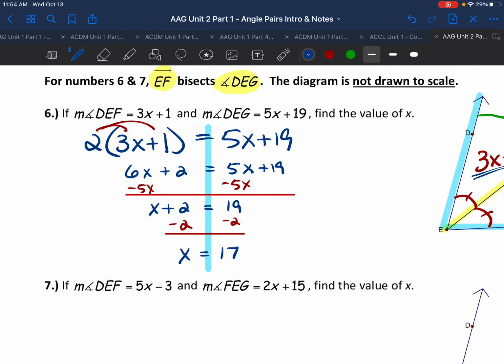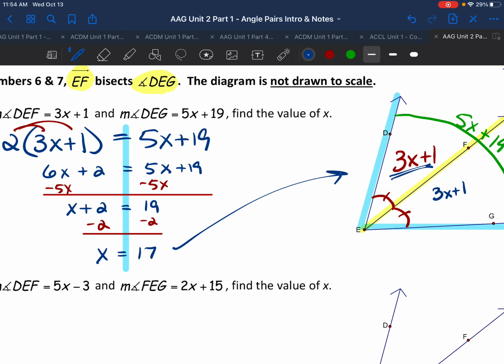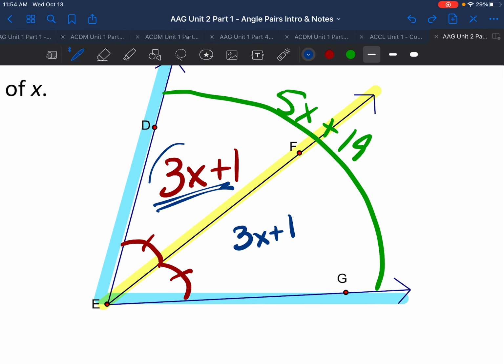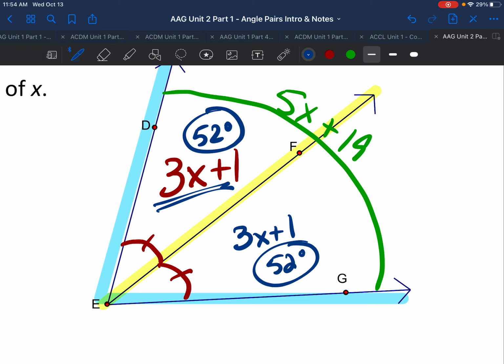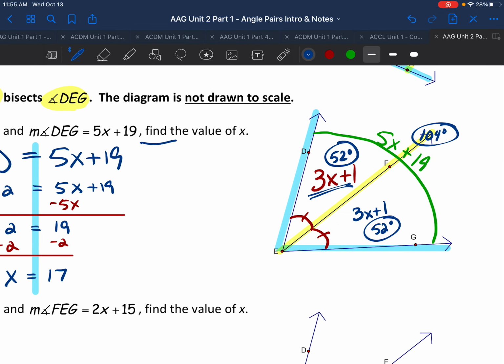So let's go ahead and test this. Okay, so if I take 17 and I replace it back in my diagram, let's see. 17 times 3 is 51. Plus 1 is going to give us 52 degrees. Okay, I know that this should be the same, so I'm thinking so far so good. But now I want to test this. I want to make sure. Well, think about it. What should we get here? Well, it should be 52 twice, or 104 degrees. So 17 times 5 is 85, plus 19, guess what? We're getting 104. Okay, we're happy with that. Now, it just simply said to find the value of x, but I found my other angle measures just in case.